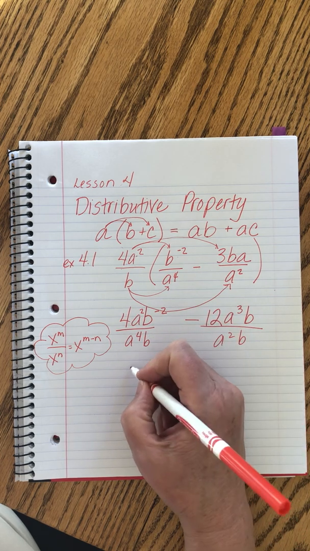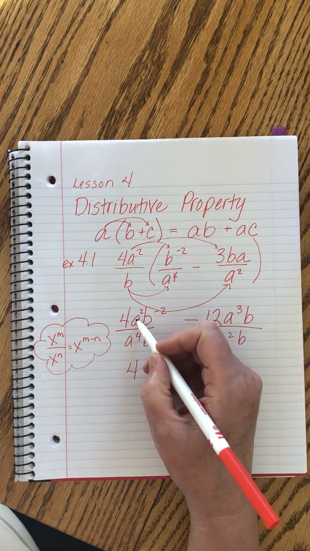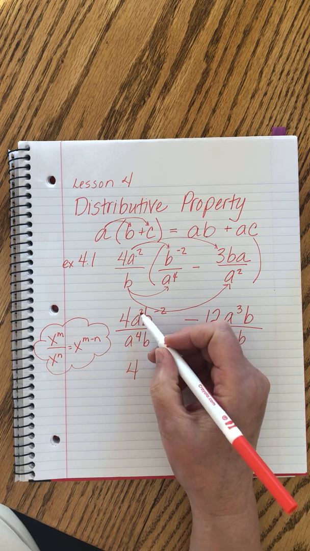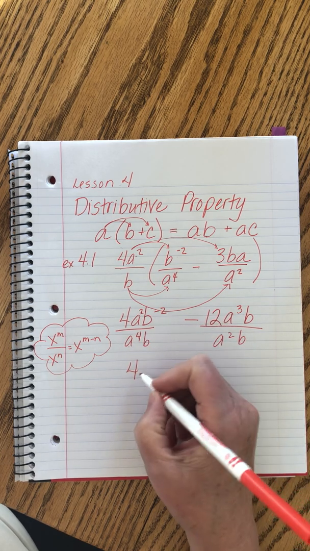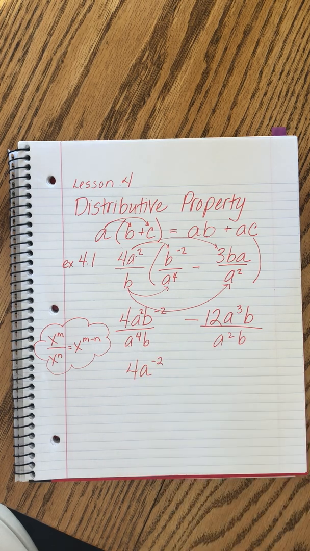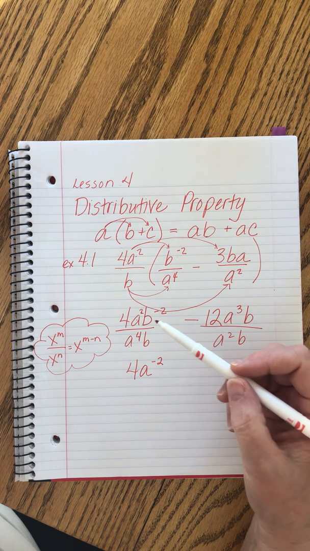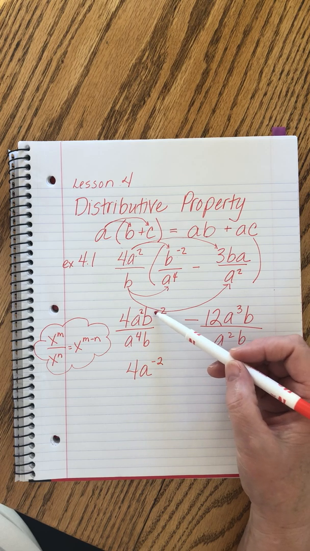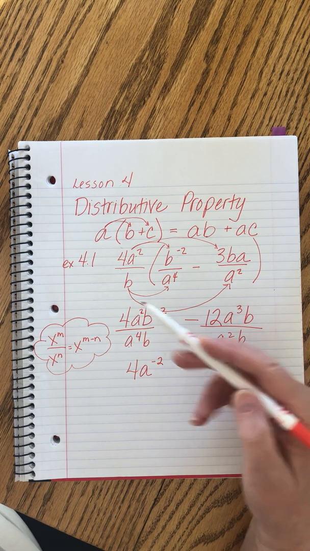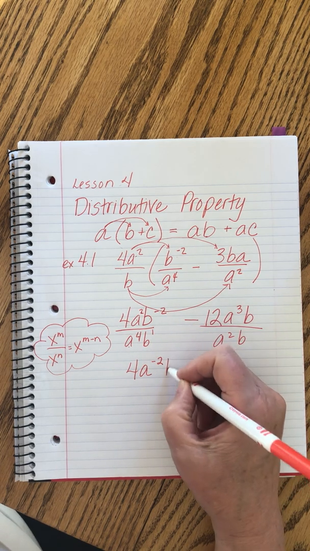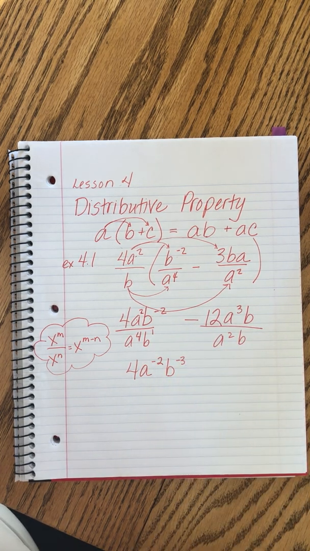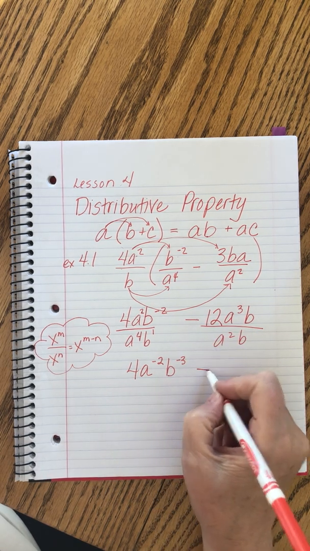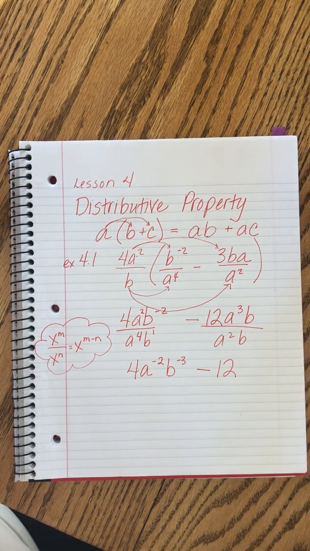So I'm going to start here. The 4 is fine. Here's a squared. Here's a to the 4th. So if I take 2 minus 4, I get a to the minus 2. Cool, right? If I look at the b's, I get b to the minus 2 minus, this is a 1, right? Minus 1, so this would be b to the minus 3. Interesting, right? Okay, then we subtract. 12 stays the same.